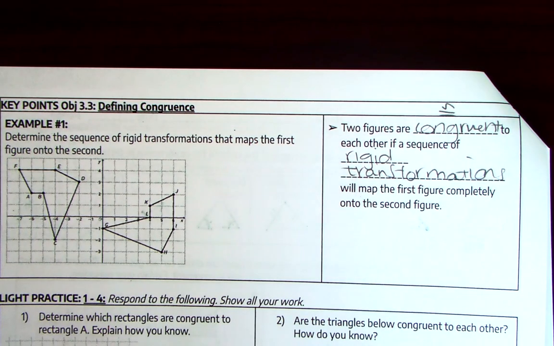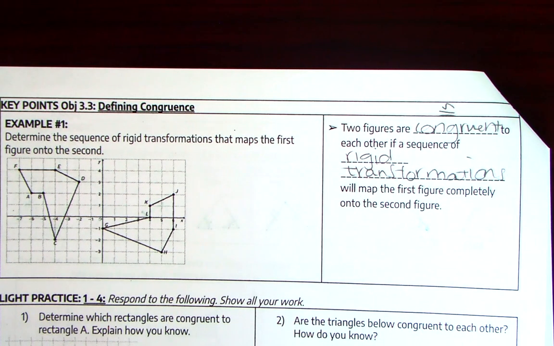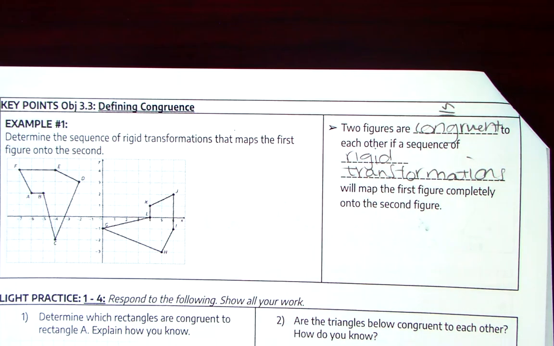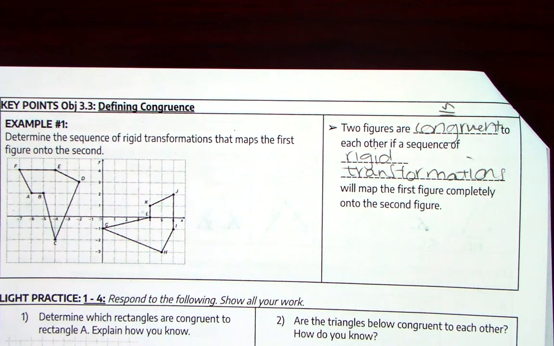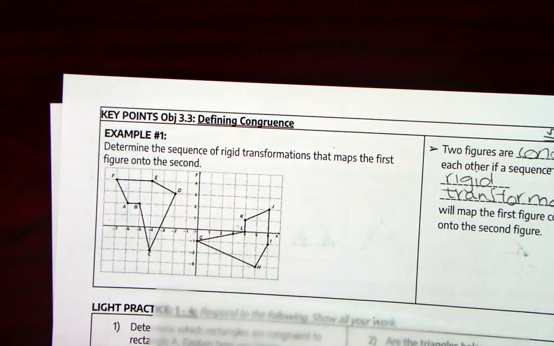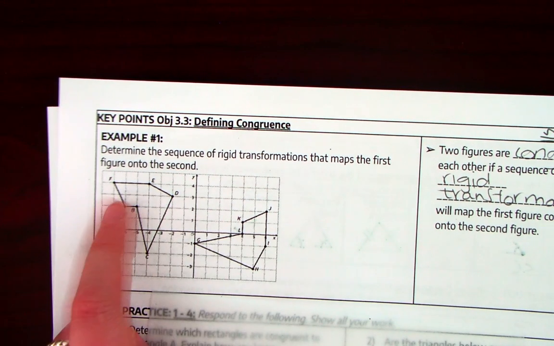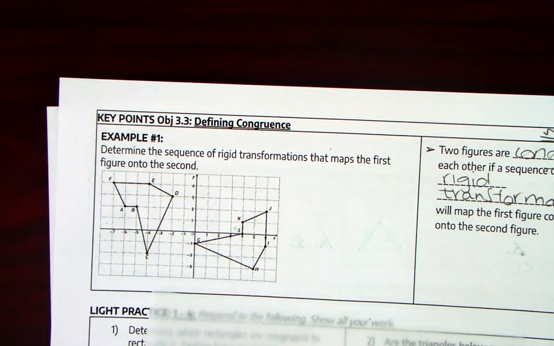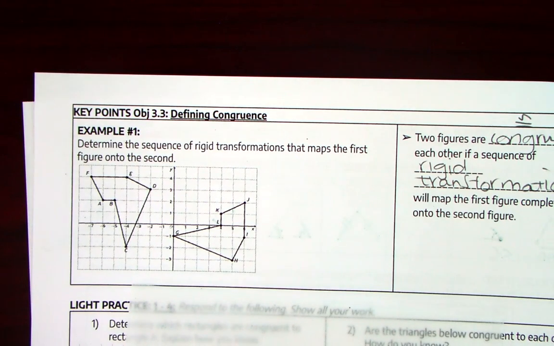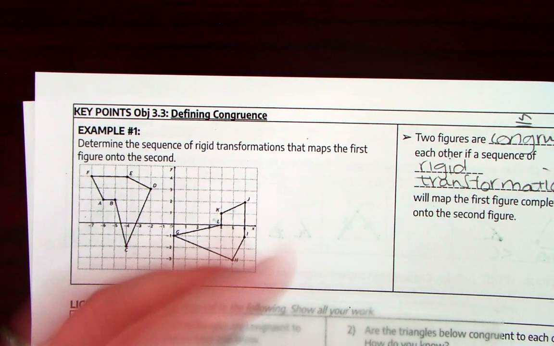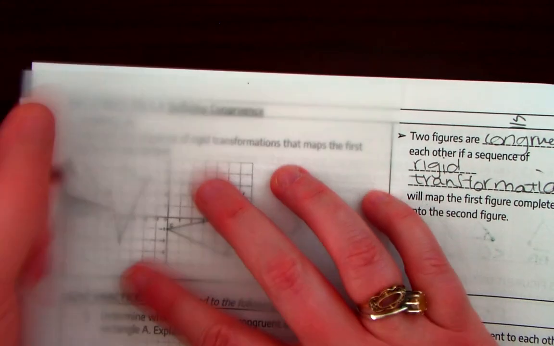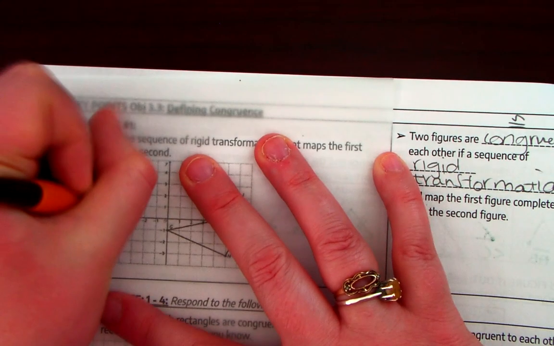Transformations are, again, when we move a figure by either sliding it, flipping it, or turning it. That's a rigid transformation. We're not changing the size or shape. So here, if I want to know if these two figures are actually congruent, if I can perform some transformations and see that one figure will lie completely on top of the other figure, then I can prove that. So I'm going to use some patty paper to see if I can make that happen. Here I'm going to trace this first figure.